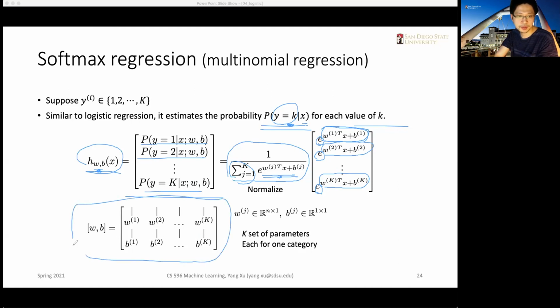Because we have K sets of parameters, we basically have a W and B like this. The W and B's, if we put them into column vectors, would be n by k, basically an n by k matrix. We have k sets of parameters, one for each category.